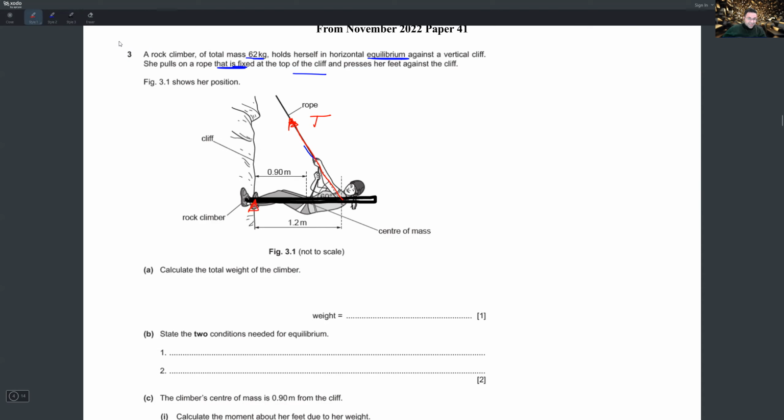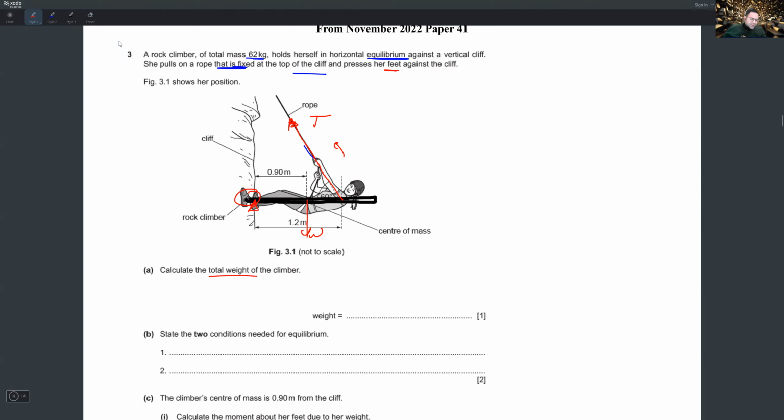She literally says she pulls on a rope that is fixed on top and presses her feet against the cliff. Her feet are on the cliff, دي fixed. وهي ليها weight هتعمل clockwise moment وهي بتشد لنفسها لفوق anti clockwise moment. ما يخضكش منظر الأسئلة لو سمحتوا. You can always simplify it to an easier diagram to deal with. Okay?